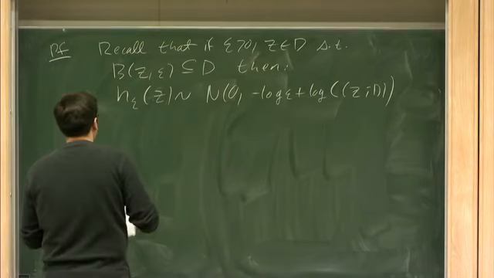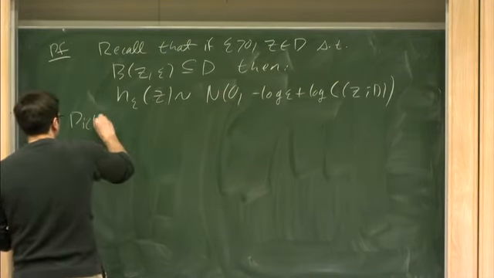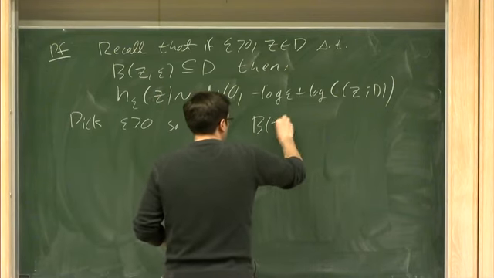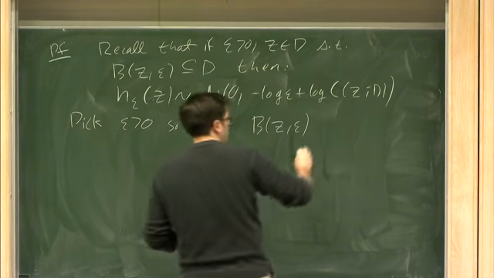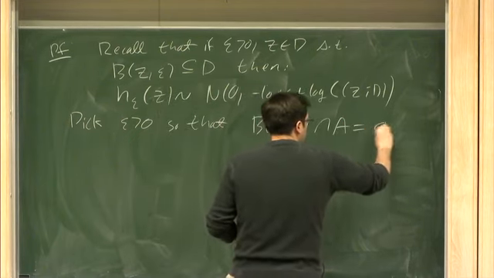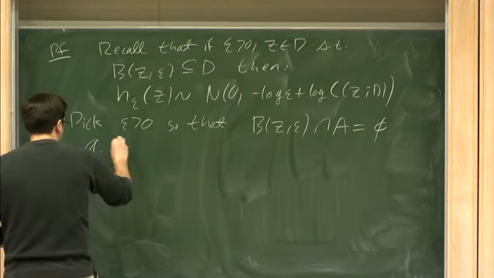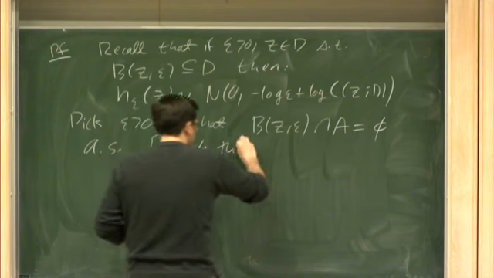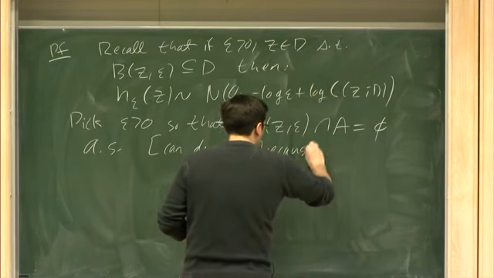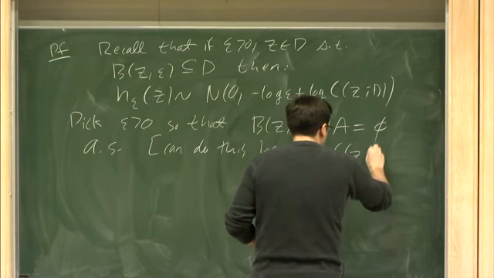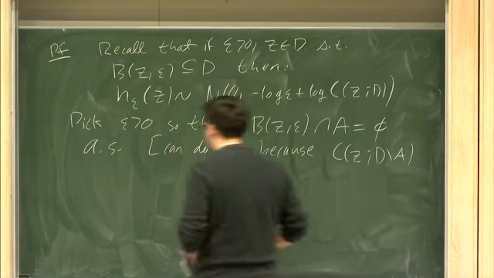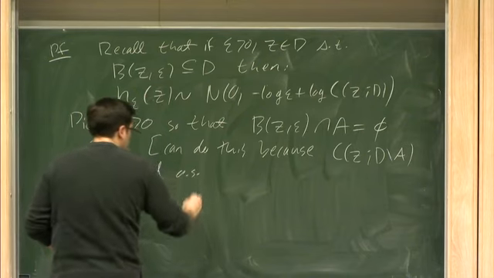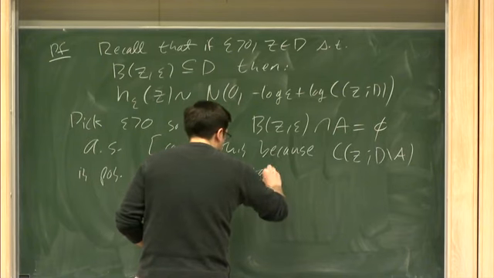All right. So now what I want to do is pick an epsilon positive so that the ball of radius epsilon centered at z is disjoint from A almost surely. And you can do this because we assumed that the conformal radius of z in the complement of A is positive and almost surely constant. You can always find a ball which is disjoint from A.